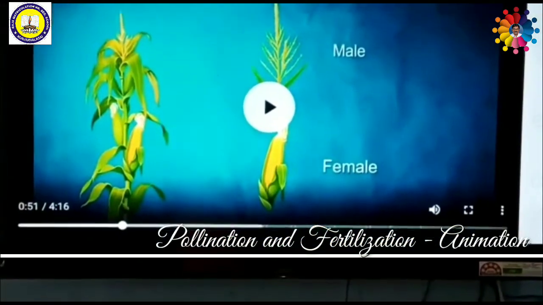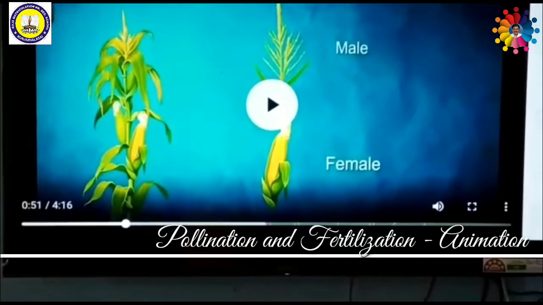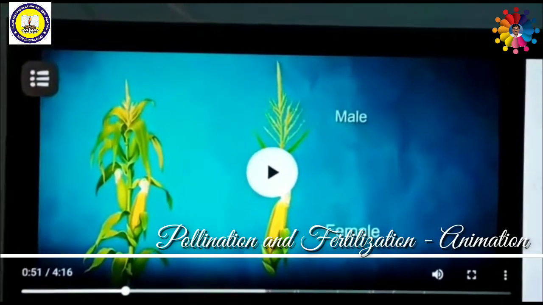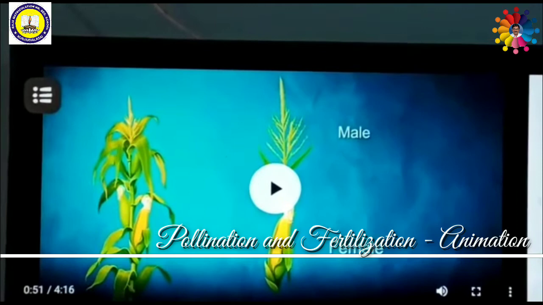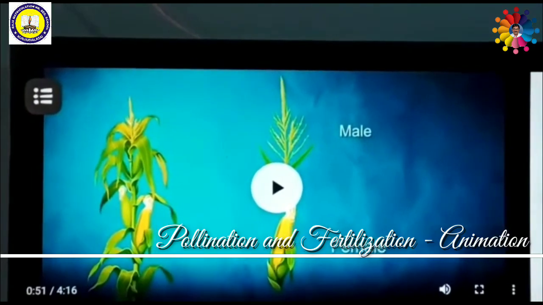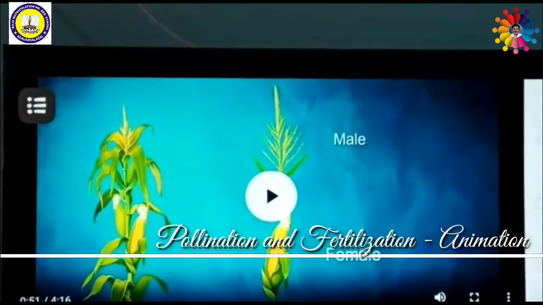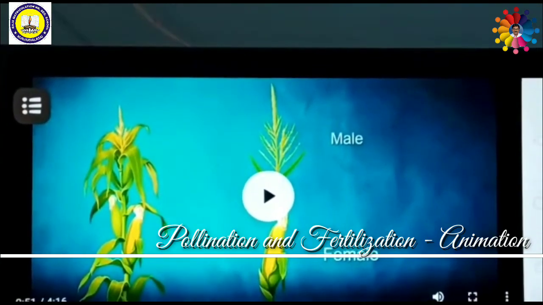Students, you can see here two flowers. One at the top is the male flower, the tassel. Another one is the female flower, the cob. So both male and female flowers are present in the same plant. Then this plant is called monoecious. So this is a maize plant. The maize plant is monoecious. Monoecious means both male and female flowers are present in the same plant.